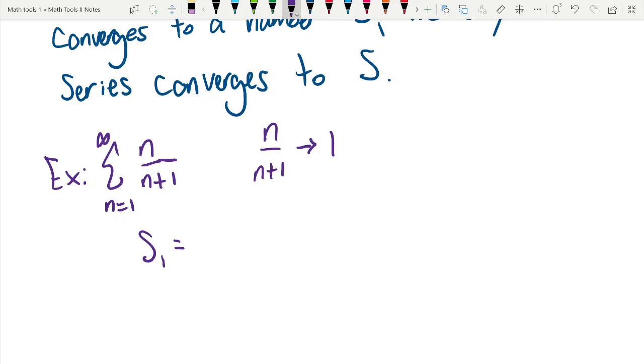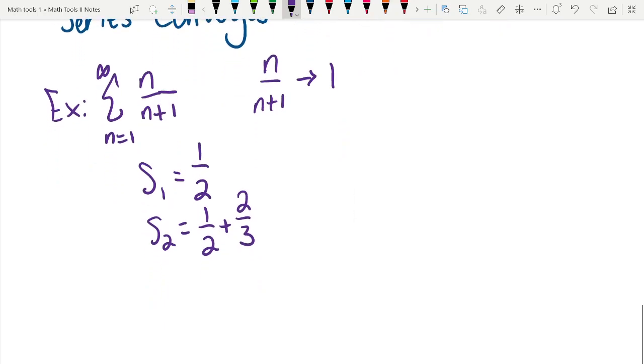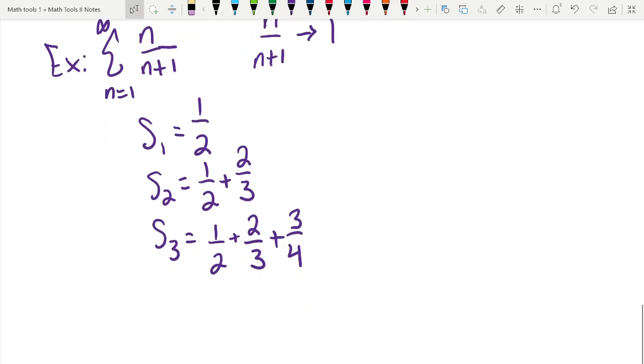It's kind of a good idea to have that strategy in mind, whether we're trying to show it diverges or converges. So S1 is equal to 1/2, right? So just 1 over 1 plus 1. S2 would be 1/2 plus 2/3. Okay, and we already got these numbers up above. S3, and I'm not going to write out what these numbers are yet, because it won't actually matter. So we get 1/2 plus 2/3 plus 3/4. And it's kind of going to follow this pattern as we go.